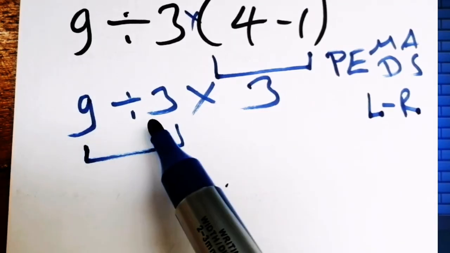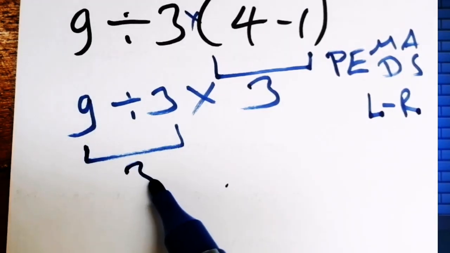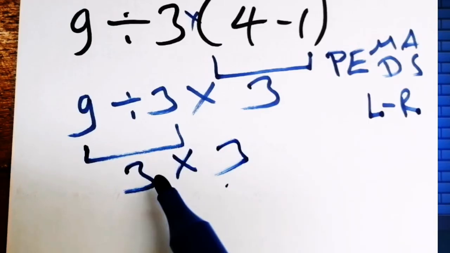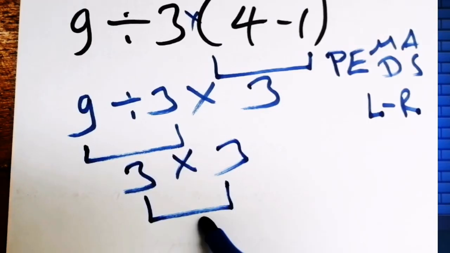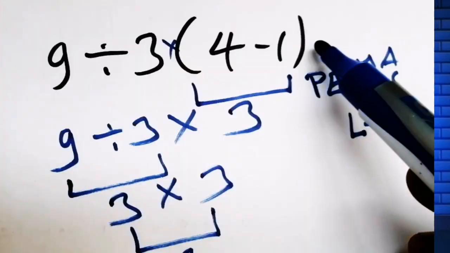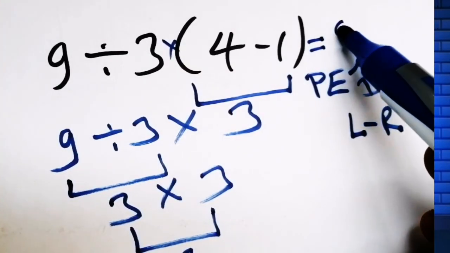Okay, therefore 9 divided by 3, which equals 3, then times 3. 3 times 3, which equals 9. This is the correct answer of this problem. Okay, therefore the correct answer of this problem equals 9.